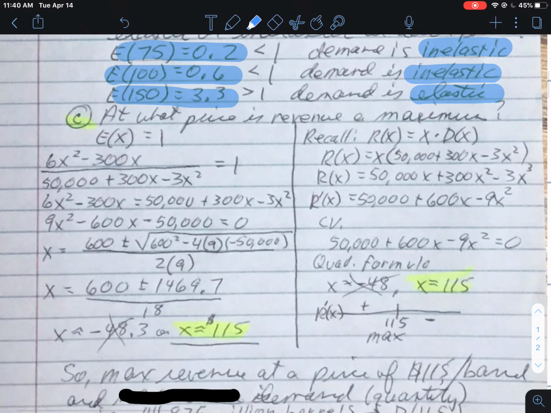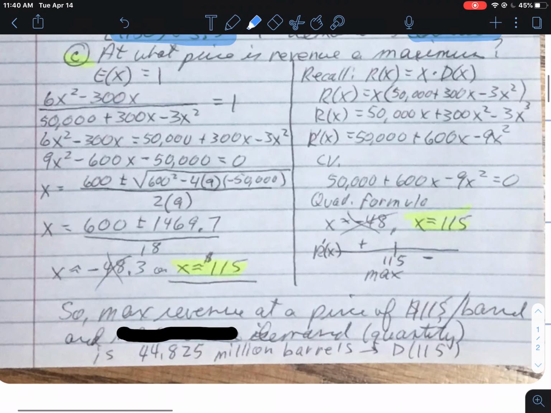So I'm going to go ahead and do it both ways here. You really have your choice, because we know revenue is maximized where E of x equals 1. So we could do it that way like we did in the previous example. We could take E, set it equal to 1, and solve that equation. Now, these are more realistic numbers for the real world, so bigger numbers that you have to work with, but hey, that's real world.